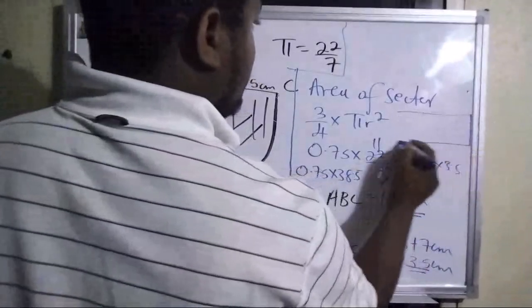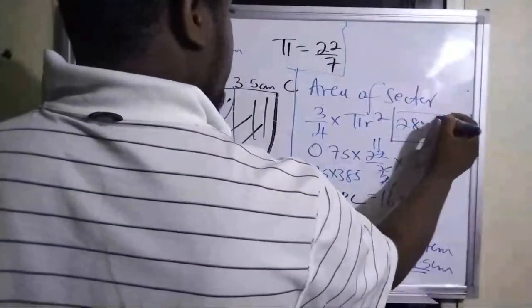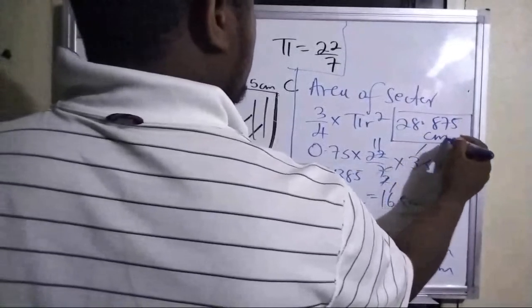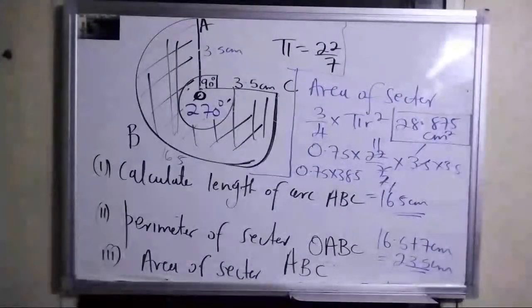Final answer for this one is 28.875 centimeters squared, since it's area. Alright. So guys, these are some of the things that they can give you: perimeter, area.